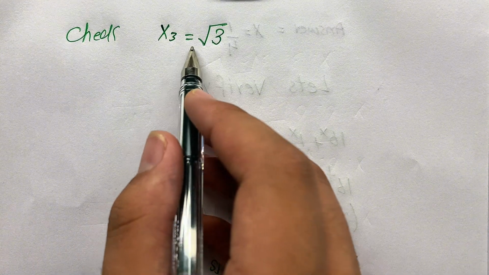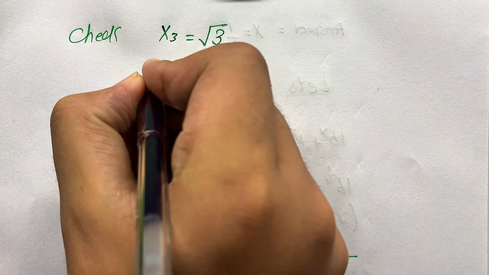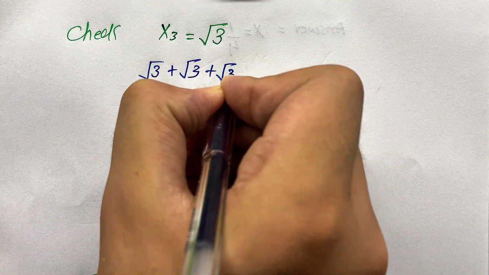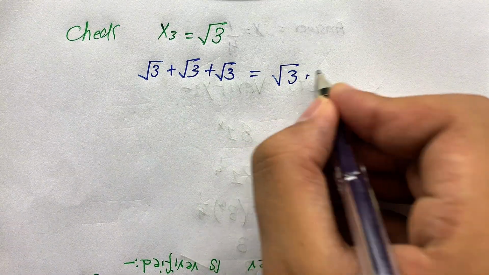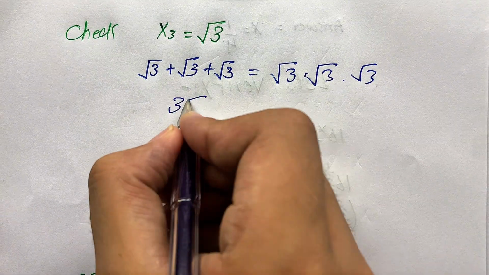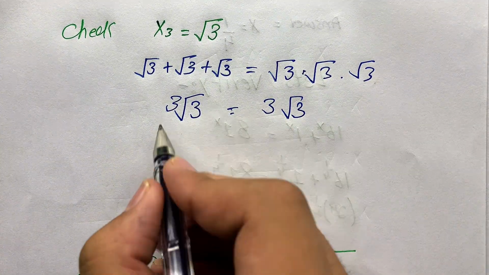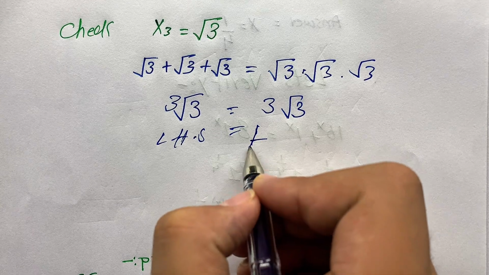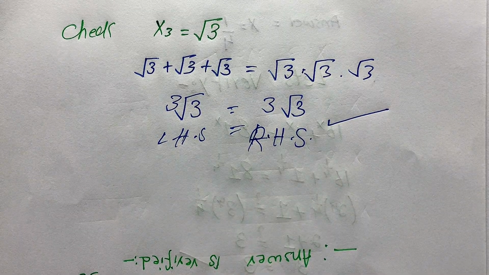Now we are checking our x3 is equal to under root 3. So under root 3 plus under root 3 plus under root 3 is equal to under root 3 into under root 3 into under root 3. So this will be plus 3 into under root 3 is equal to plus 3 into under root 3. Our left hand side is also equal to right hand side. Now our answer is verified.